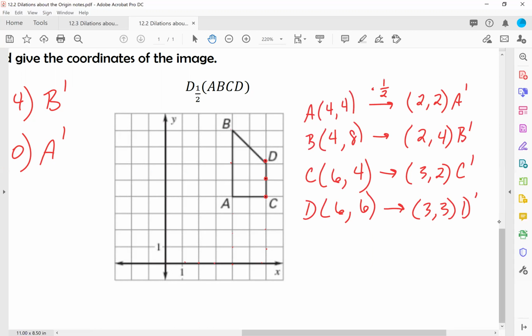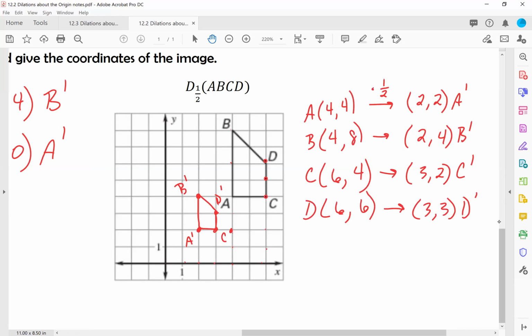And then now we plot them. So A prime is at 2, 2. B prime is at 2, 4. I'm sorry, I misspoke earlier, 1, 2, 3, 4, so 2, 4. So that's B prime. C prime is at 3, 2, and D prime is at 3, 3. And we can see here our figure is half as far away, and it's also half as big.